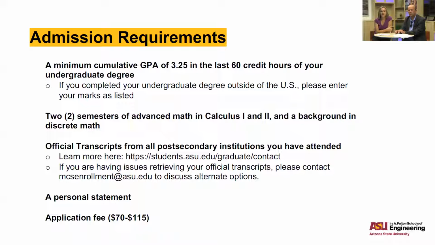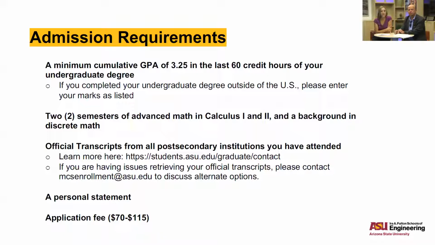We also need official transcripts from all post-secondary institutions you have attended. So everything attended after high school, community colleges, universities, so that we can see your full academic history and fully evaluate your courses. Now, if you do have issues retrieving your transcripts, you should contact our enrollment team, and their email is appearing on the screen, mcsenrollment@asu.edu, and they can assist you with some alternative options of getting those to ASU.